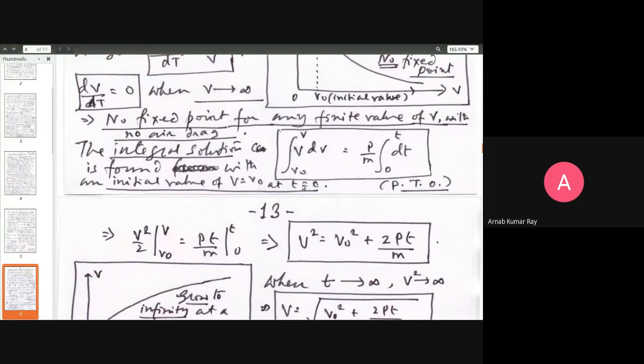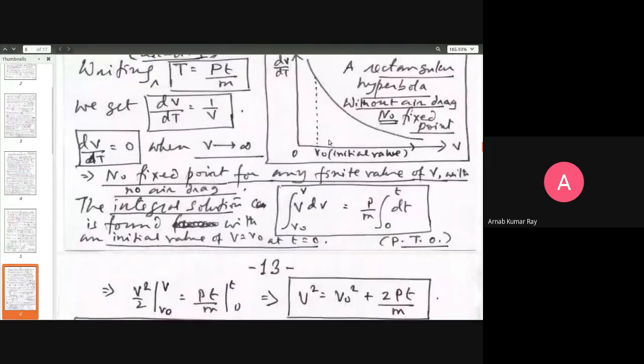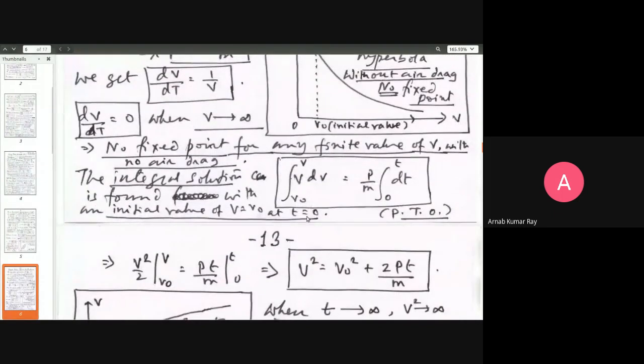And so after a time when the power output of the rider has become constant, then we set t equal to 0. In that case, by then the bicycle rider has attained a speed of v naught. Right, so that is how you should understand it.